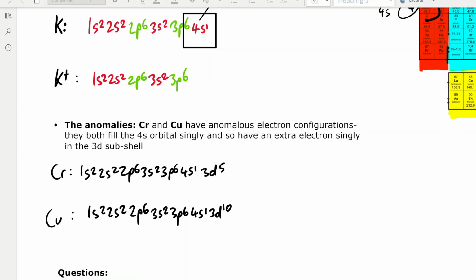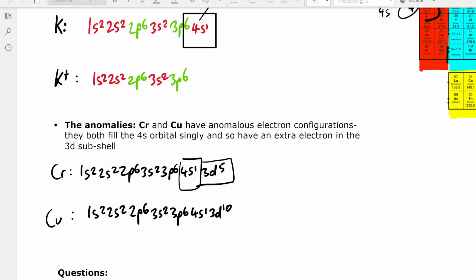Then there are the anomalies, which are chromium and copper. So they have anomalous electron configurations. If we have a look at the electron configuration of chromium, we can see that we have 1 electron in the 4s subshell, and then we have the 3d subshell filling with an extra electron. So normally you would expect it to be 4s2 3d4, but it's actually 4s1 3d5.